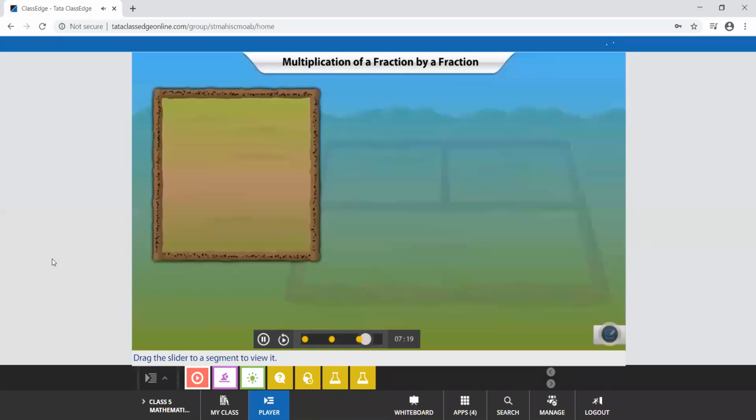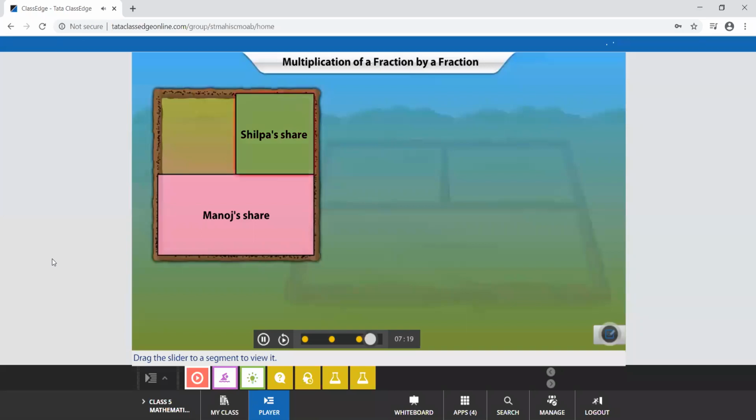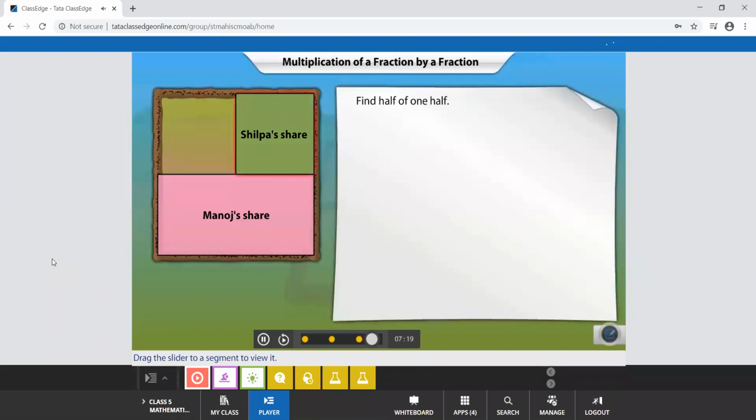This is Mrs. Sharma's piece of land. The shaded part represents half of the land that she wants to give to her brother Manoj. She also wants to give half of the remaining half to her sister. The shaded part represents the part of land that her sister gets. Do you notice that this part is 1/4 of the total land? We can also arrive at this answer by finding half of 1/2.